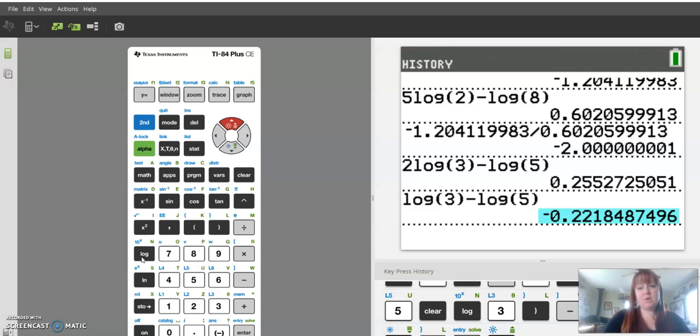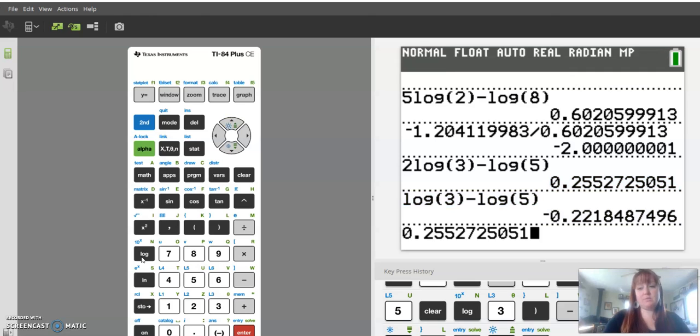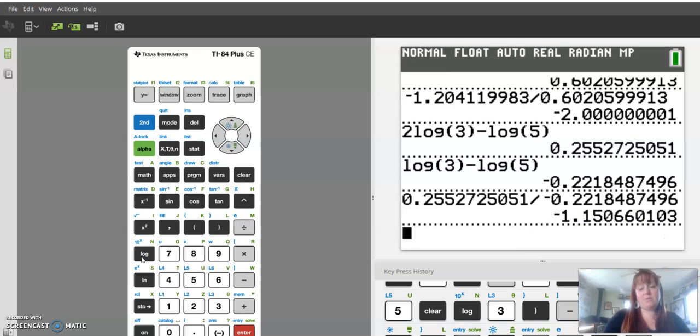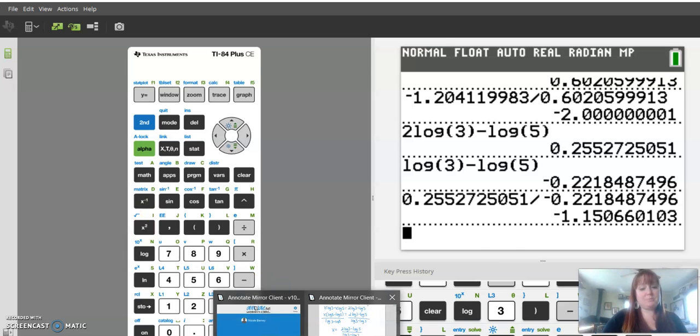Now this is our numerator. We're going to take that and divide it by our denominator, and we get negative 1.151. Now remember, we can check this if we wanted to. We could plug it back in and see if it worked. Let's try one more.